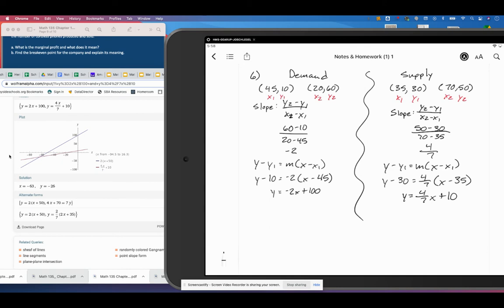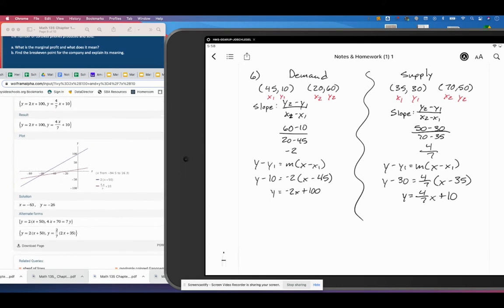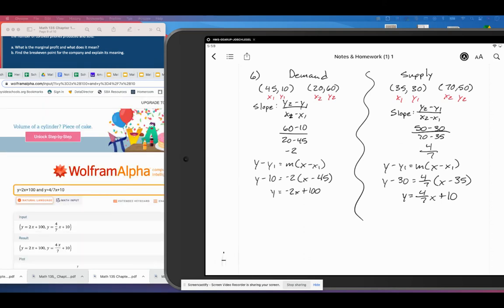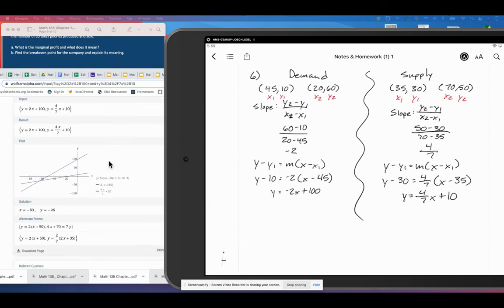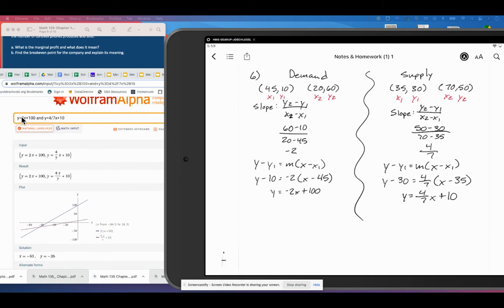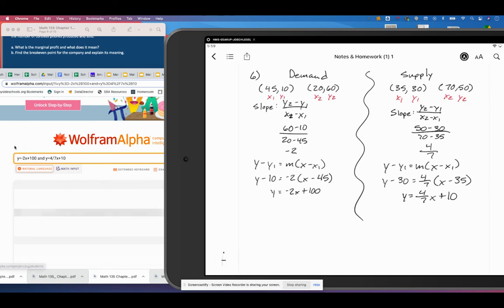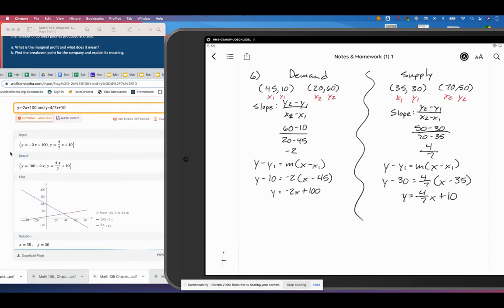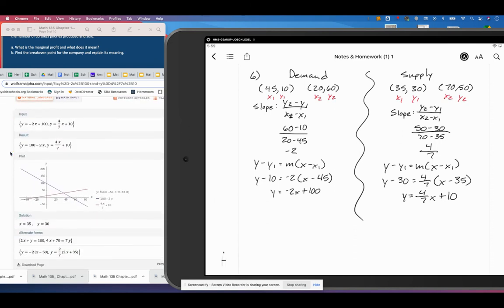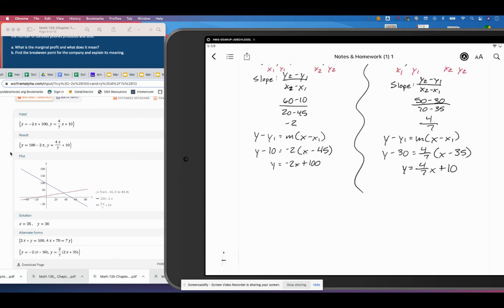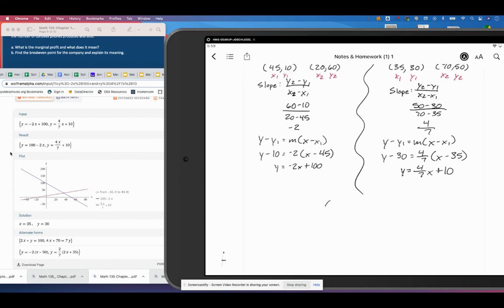We end up with negative 63 and negative 26. That's not right. Okay, everyone, you can see my answer makes no sense. And it is because I did miss the negative in front of that 2 right there. Hopefully that will fix it. There we go. Just a typo on my part. Thank goodness. So we do end up with x is 35 and y is 30.